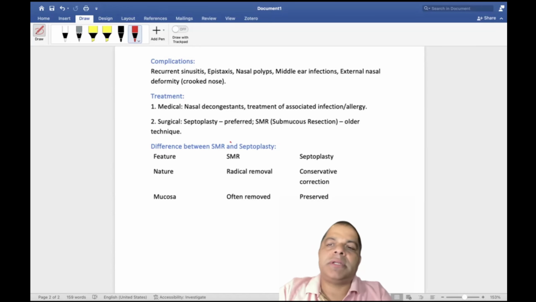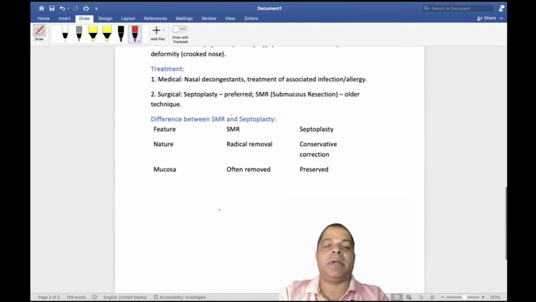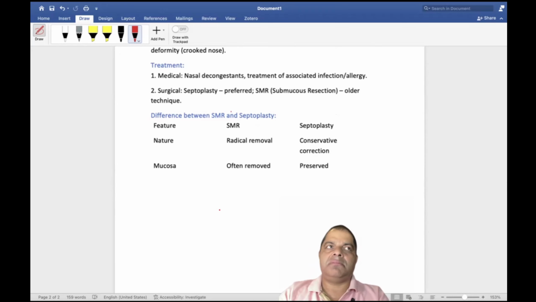What are the types of surgery? Two types of surgery are commonly performed, septoplasty or SMR. Most examiners may ask what is the difference between SMR and septoplasty. I can give two, three points. SMR is radical removal of the septum, septoplasty is conservative correction.